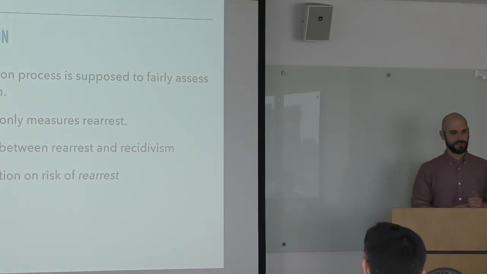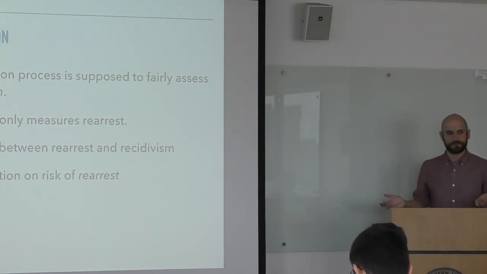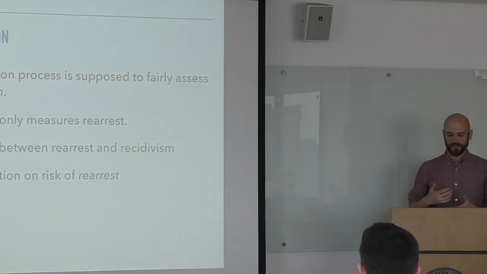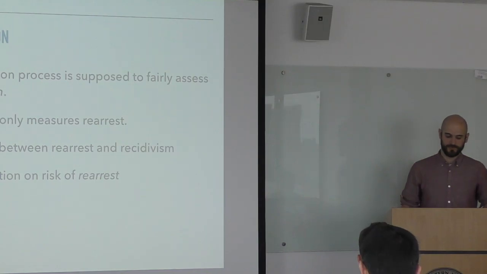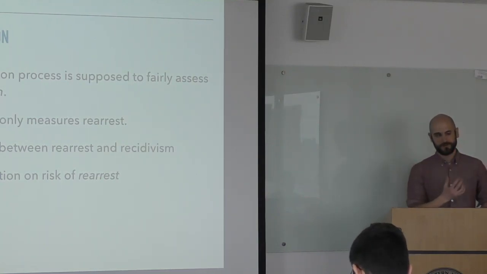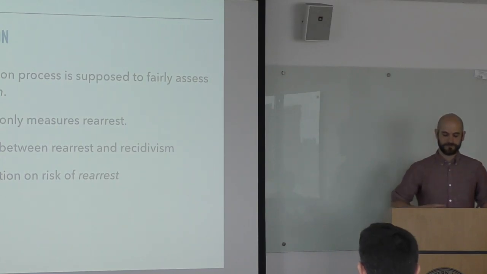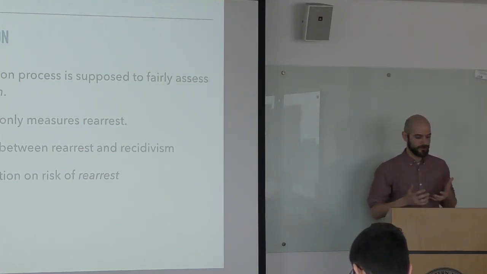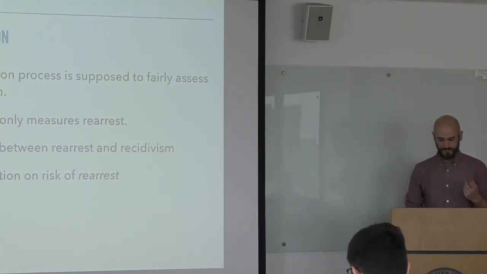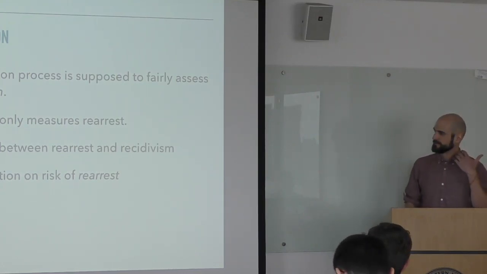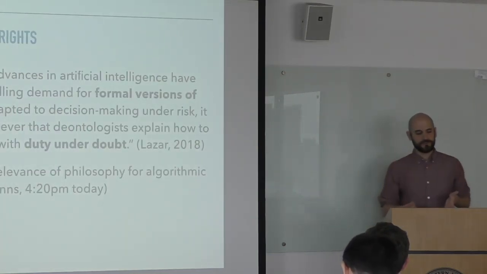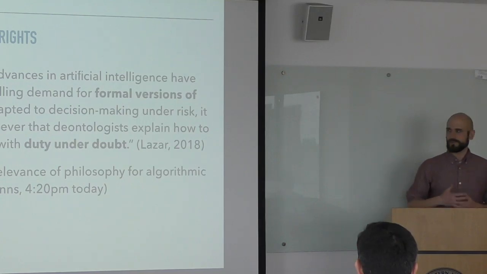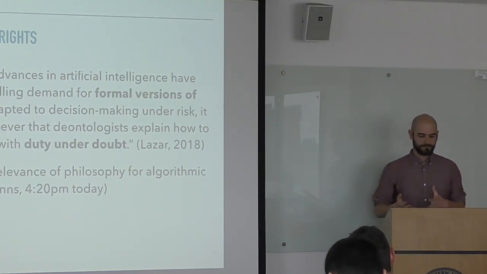All Compass can measure is rearrest. And there's not a straightforward pattern between rearrest and recidivism. In fact, in many places, probably all places in the US, there's a biased relationship between those. And so if decision makers are taking Compass to straightforwardly measure risk of committing a crime, instead of just measuring rearrest, then it is going to be a miscalibrated predictor of the thing that they care about. And I think that's another reason that people have rightly picked up on the fact that there's something unfair going on with Compass.